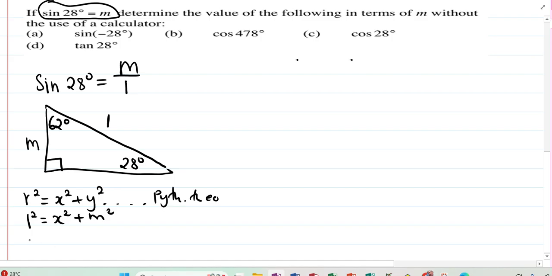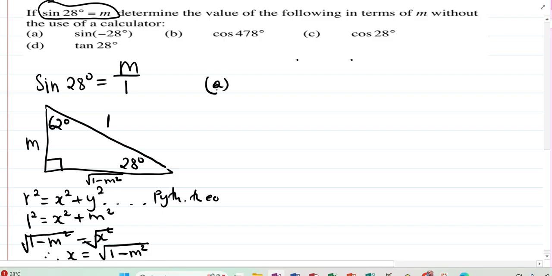Then I solve, so it's going to be 1 minus m squared is equal to x squared. I take the square root on both sides, which means that the value of my x is going to be equal to the square root of 1 minus m squared. I write it down here so that I can see it directly from my diagram. Now that I have a complete diagram, I can attempt to answer the questions.